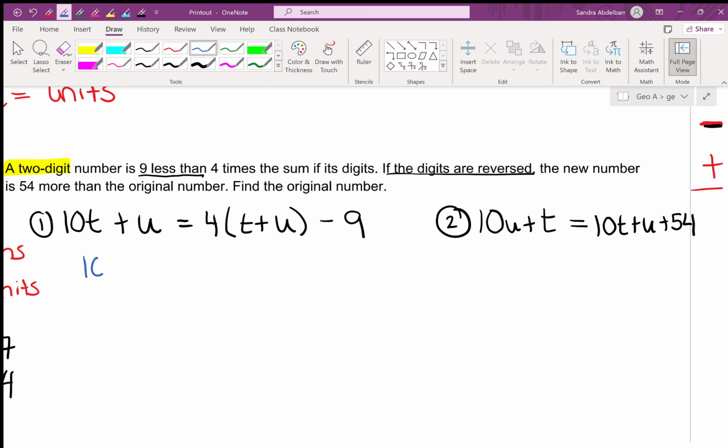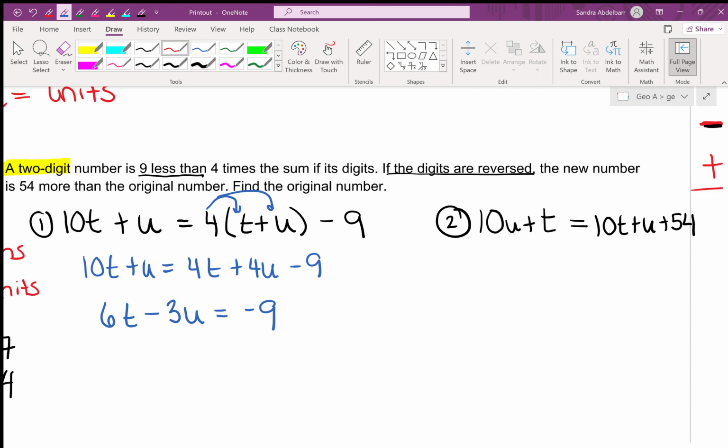So I have 10t plus u, let's distribute in this 4, equals 4t plus 4u minus 9. Get all the variables on one side, so we end up with 6t minus 3u equals negative 9. Can I reduce this down? Absolutely, and I'm going to divide everything by 3 to make my equation smaller. So then I end up with 2t minus u equals negative 3.